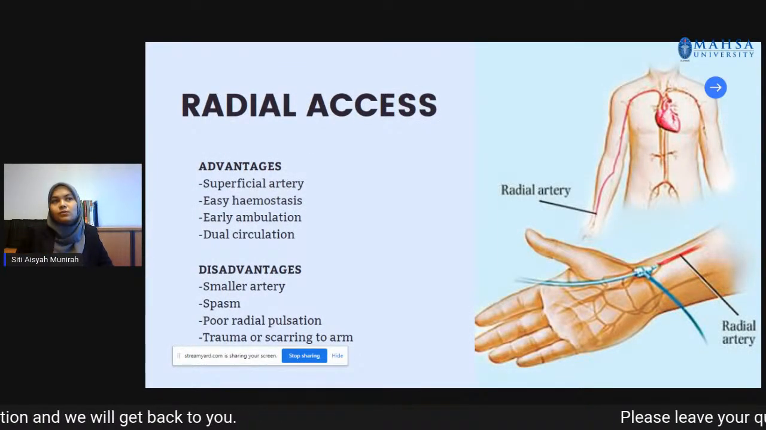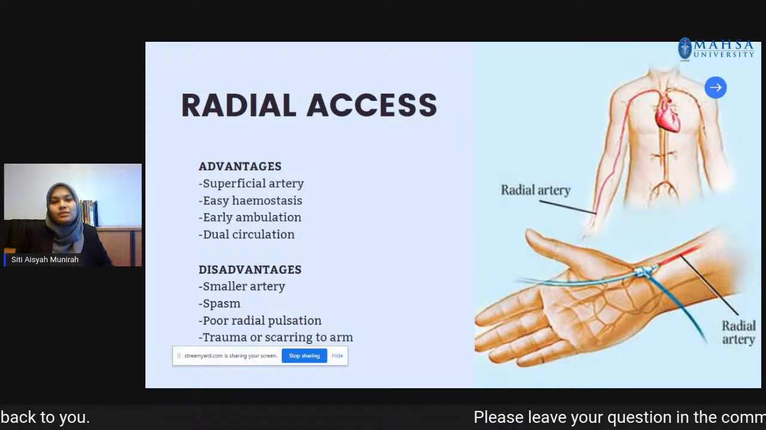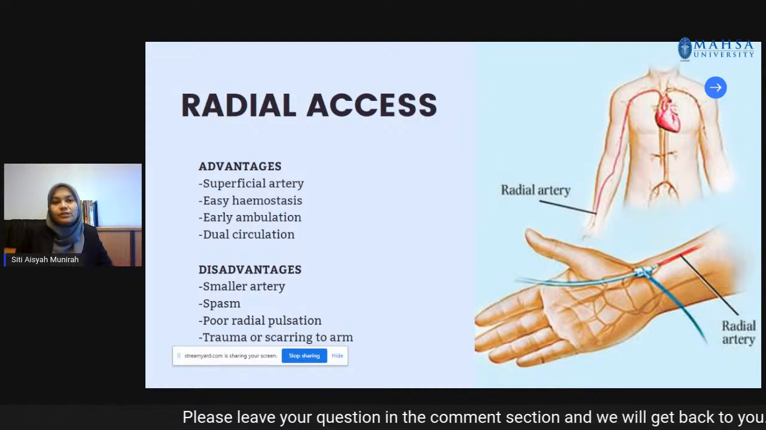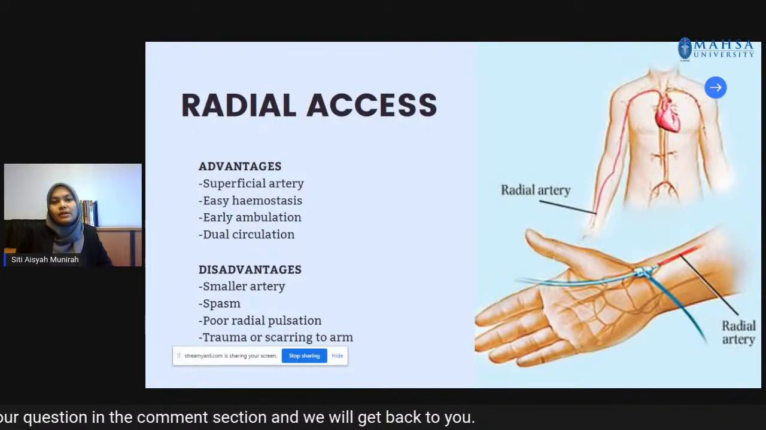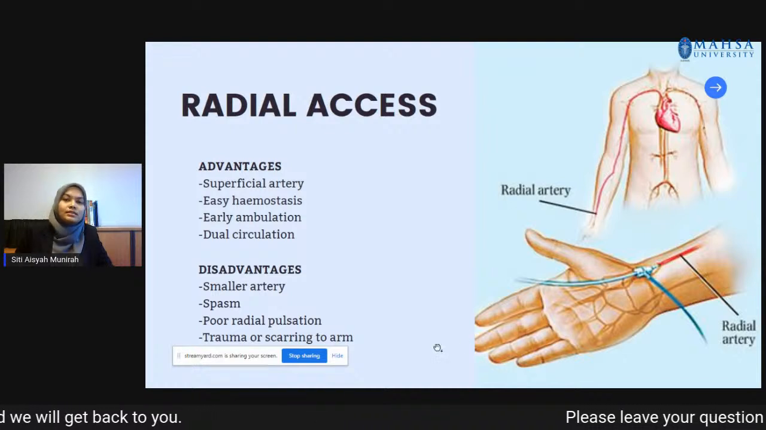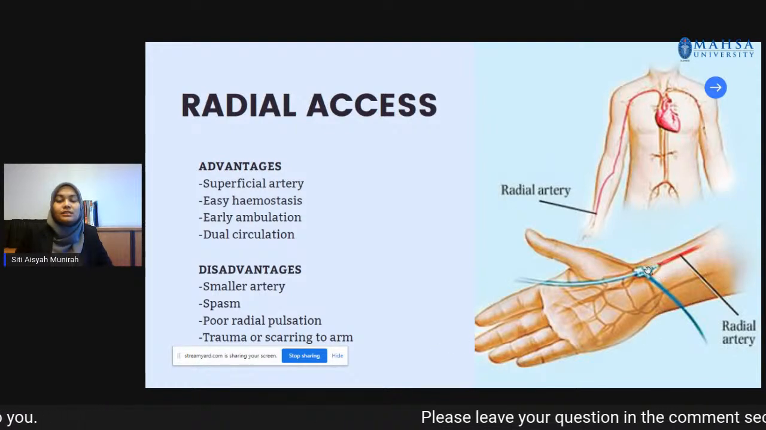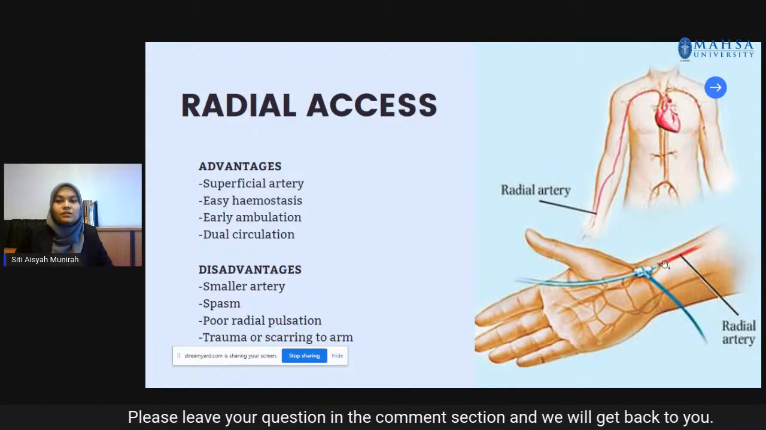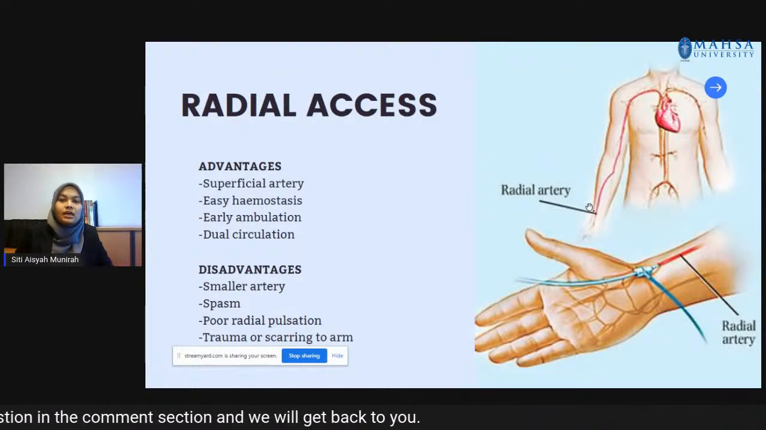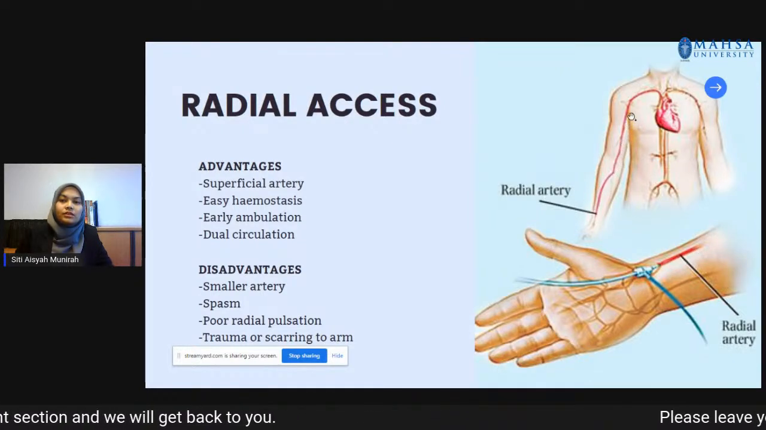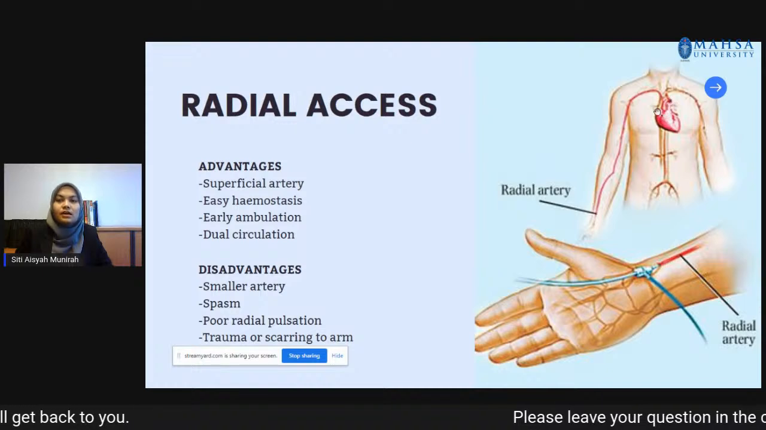To insert the needle within the blood vessel, there are a few sites of access that can be used. But today I would like to share only two of them: first the radial access, and second the femoral access. Let's have a look at the radial access first. Radial access means the Seldinger technique is done at the radial artery here. After the guide wire and catheter are inserted, the catheter is threaded onto the site of interest at this part here.